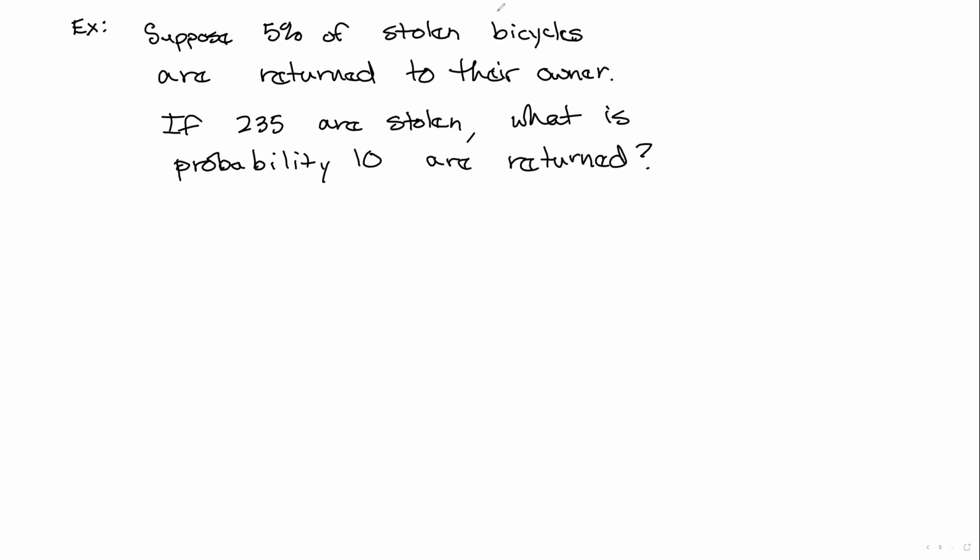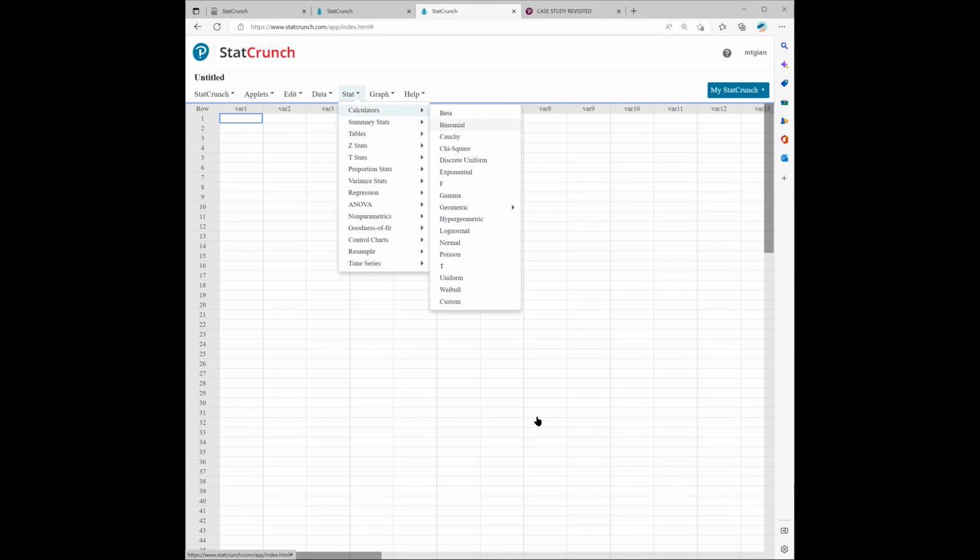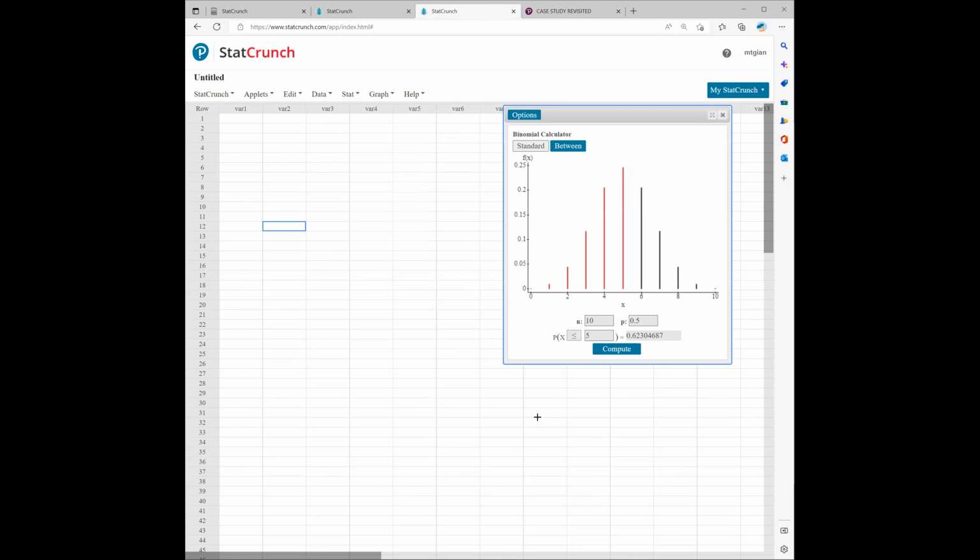All right, so how do we calculate this? We're going to use our good buddy StatCrunch. Which of these windows is StatCrunch? Here it is. Once you've got StatCrunch powered up, to use the binomial distribution calculator, you go to Stat, Calculators, Binomial. Just one more time: Stat, Calculators, Binomial. Once you load this, it has an example binomial distribution there.